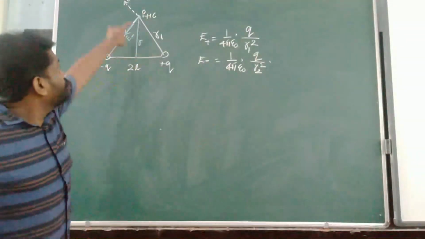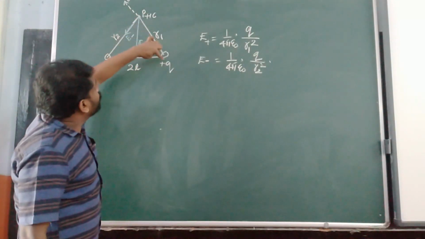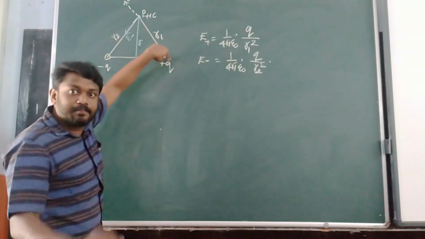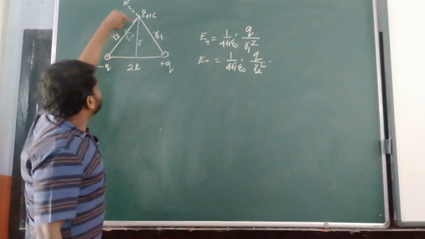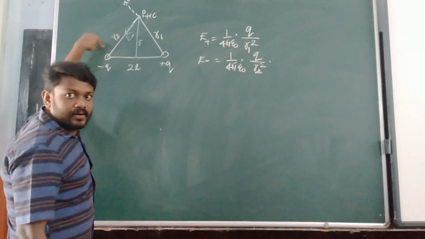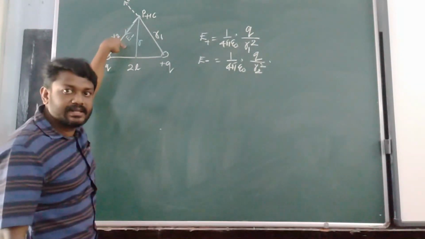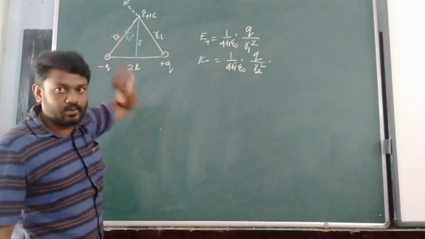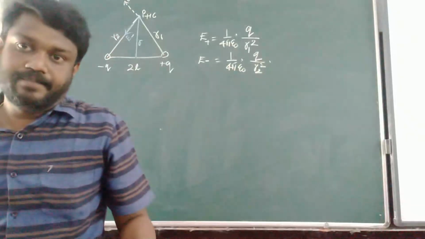Now look at this diagram. Due to plus Q, E plus is acting away from plus Q since they are repulsive interaction. And due to minus Q, E minus is acting towards minus Q along R2. So you have to add E plus and E minus so as to get the total electric field intensity.